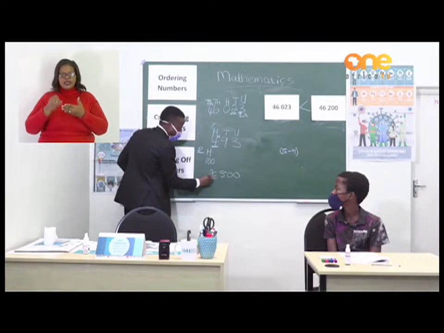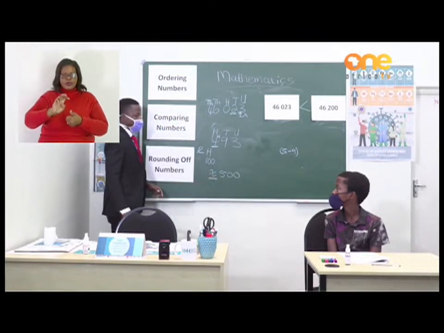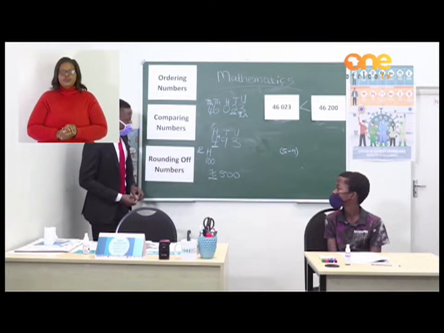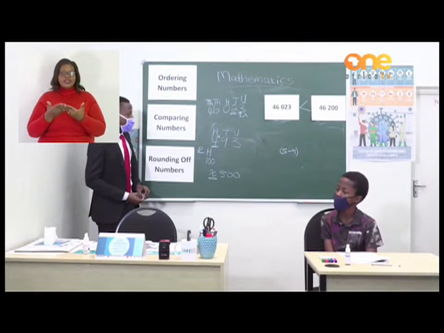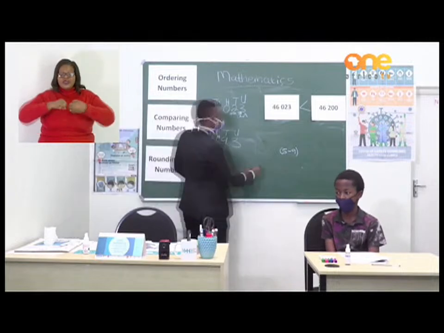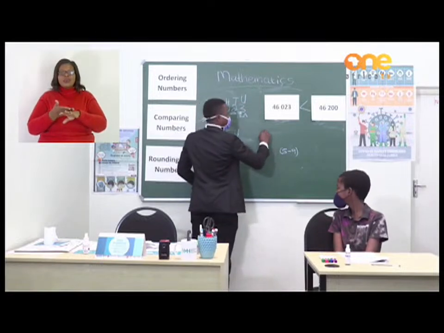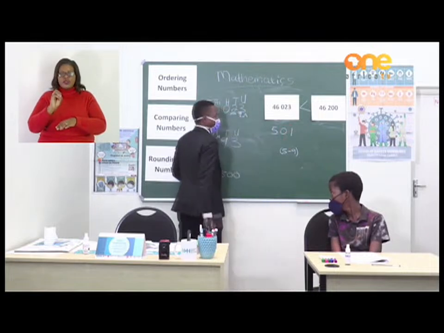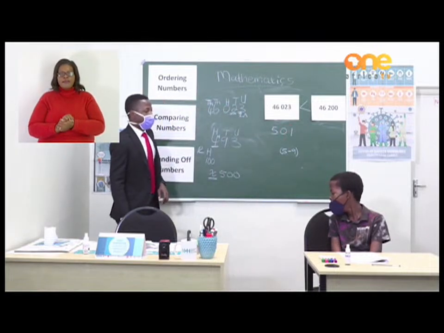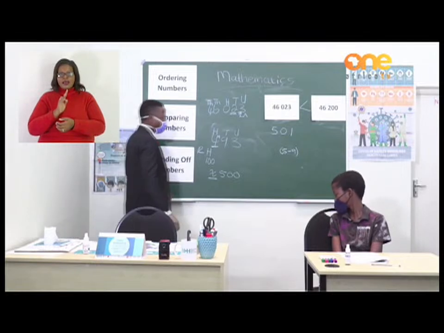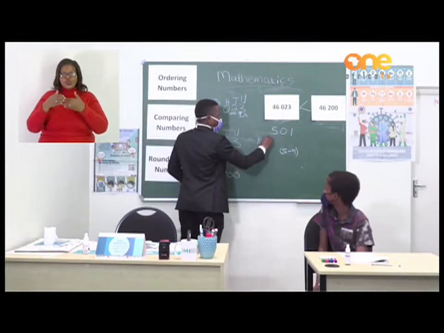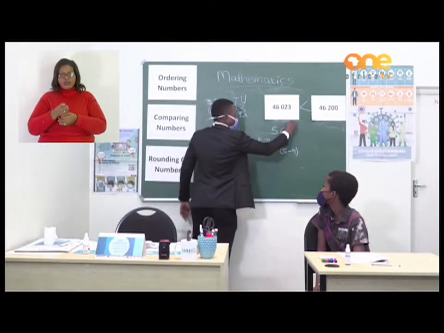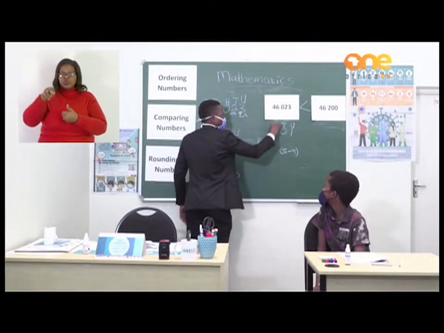Remember, approximation is very important. So this example is quite easy, and there can also be another challenging one. For example, we can have 501. And then they say, round off that to the nearest 1,000. Remember, we have a unit, we have a 10, we have a 100.